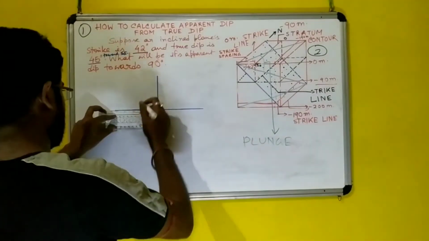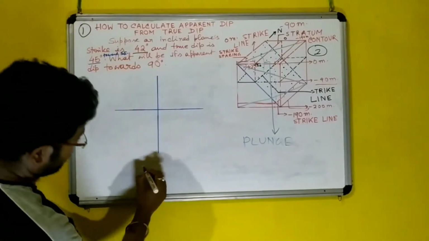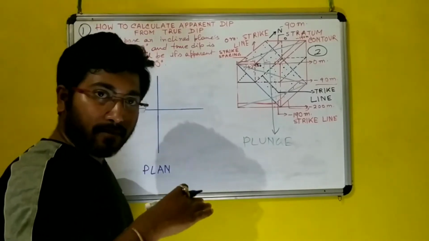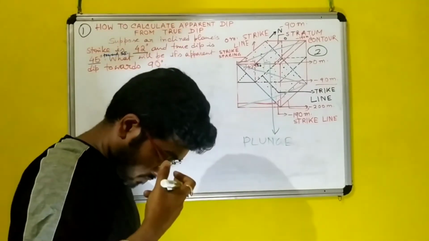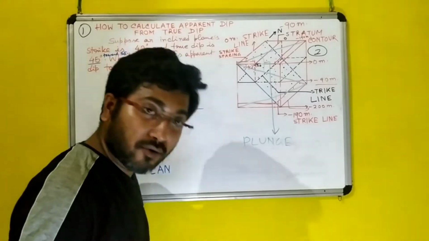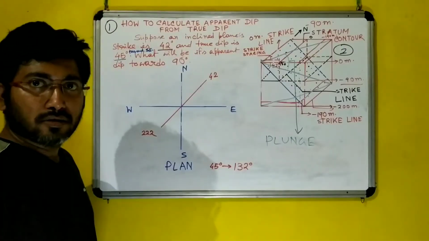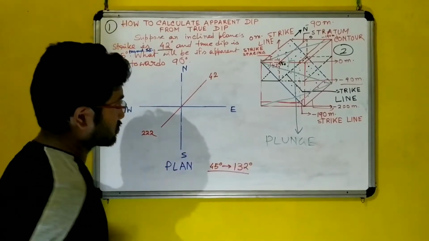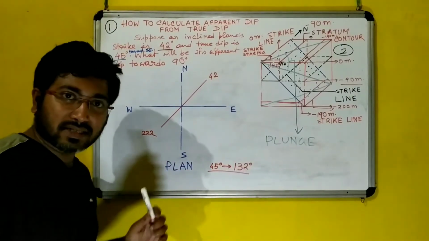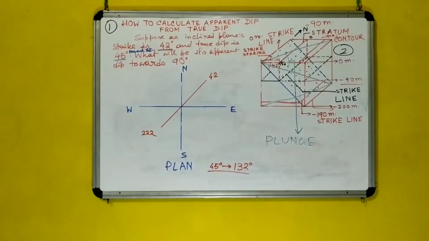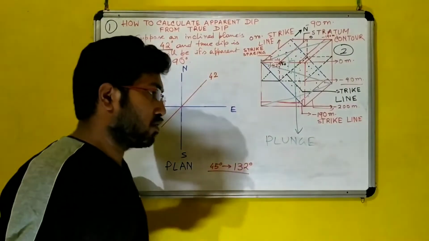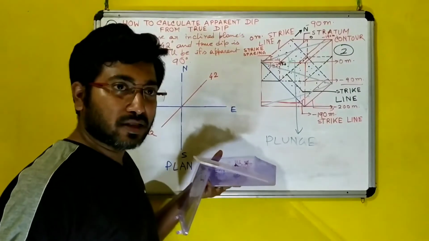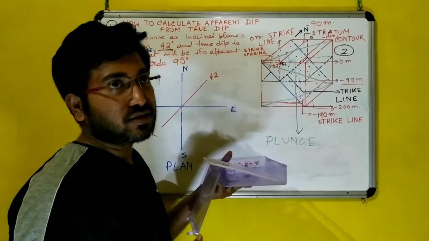Now the construction part: you have to use scale and protractor to construct such diagrams for solving problems. So this is the plan. Plan means I am observing my surface from the top, vertically downward. That is the plan. So I have constructed the line and the true dip is this one. As I said, I am explaining again and again because I know in the initial days people get in very much trouble while solving this, and this is the first staircase.